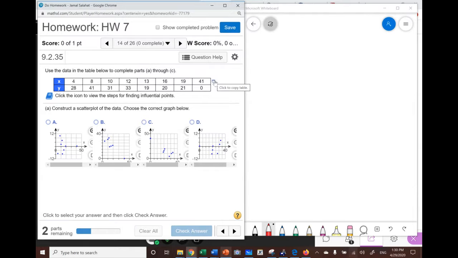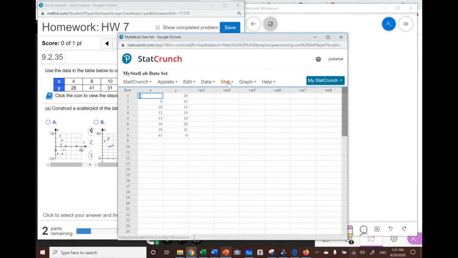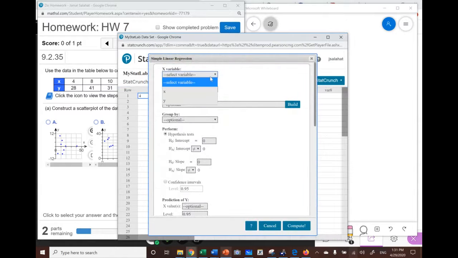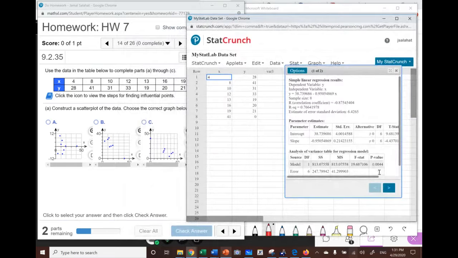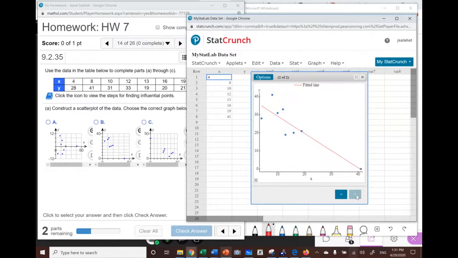So to do that, I'm going to open the data in StatCrunch. Then I'm going to generate the scatter plot following these steps: Stat, Regression, Simple Linear. The x variable will be x, as they tell us, and the y variable will be y. Just hit Compute, and move this slightly. You're going to see there is an arrow at the bottom. We press on it, and this is the graph we get.